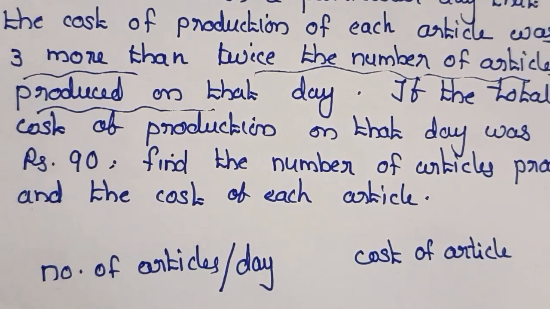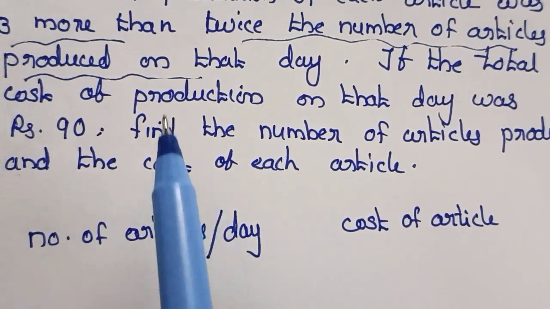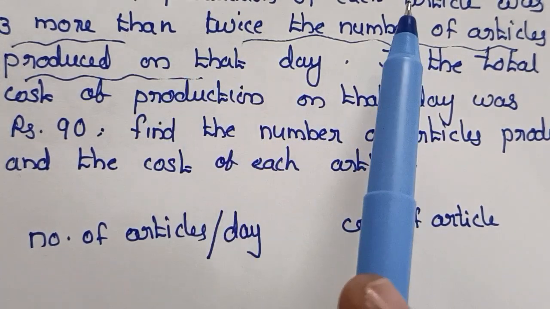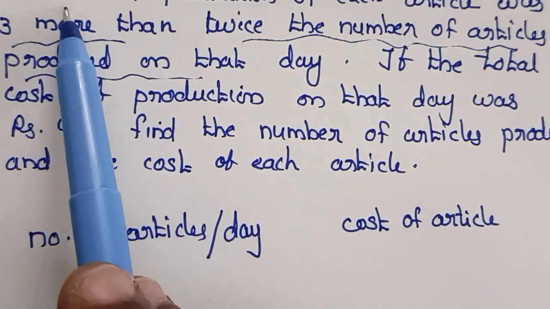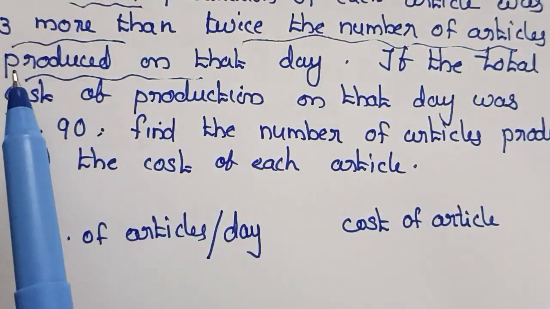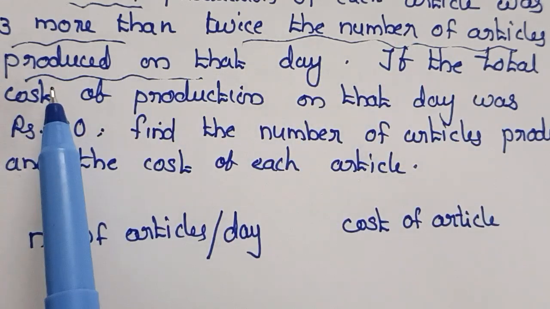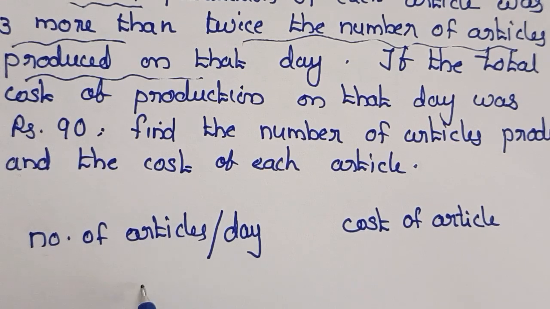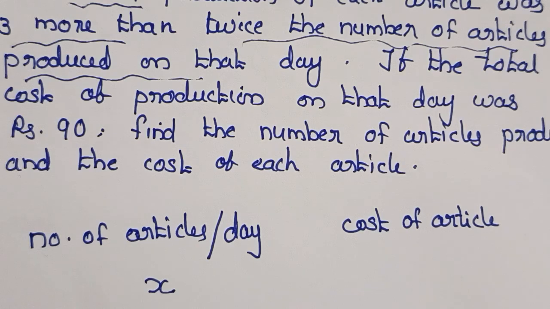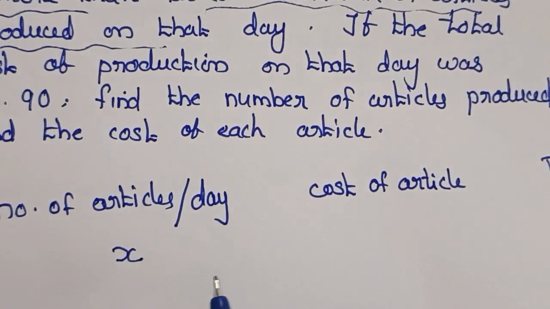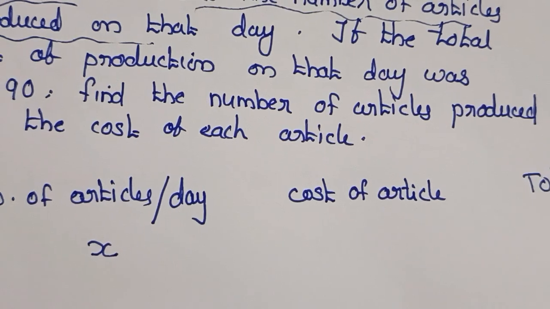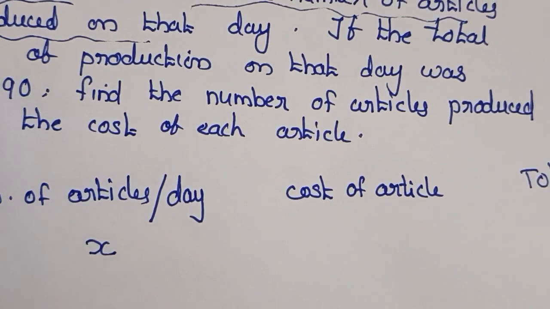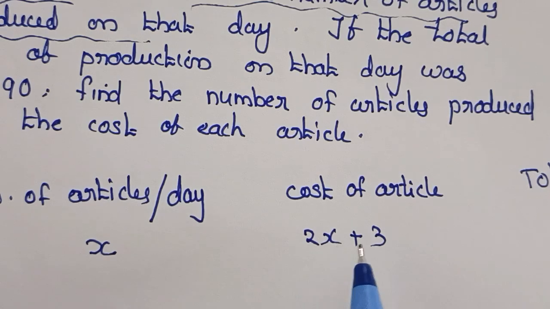So let the number of articles produced per day be x. In a day there are x number of articles produced. Now we are given that the cost of an article is 3 more than twice the number of articles. Twice the number of articles means 2x, and 3 more means plus 3, so it is 2x plus 3.